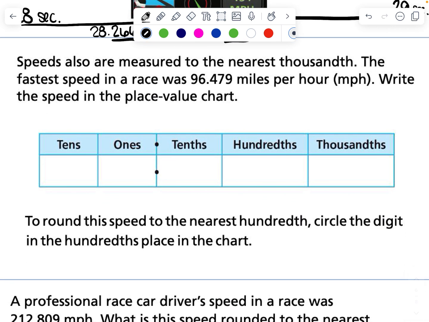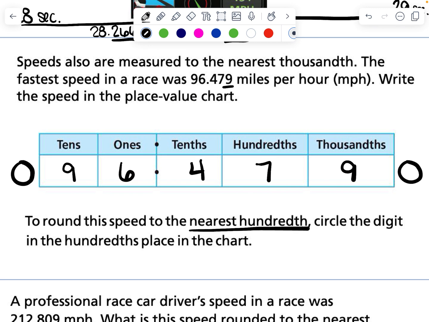If we think about a speed rounded to the nearest thousandth, let's take the car that raced 96.479 miles per hour and round it to the nearest thousandth. How can we round to the nearest thousandth without any digits? Remember that there is a placeholder behind any digit that we don't see, just like we have in the whole numbers out front. If we take that decimal and we round to a different place value position, let's say we round to the nearest hundredth.